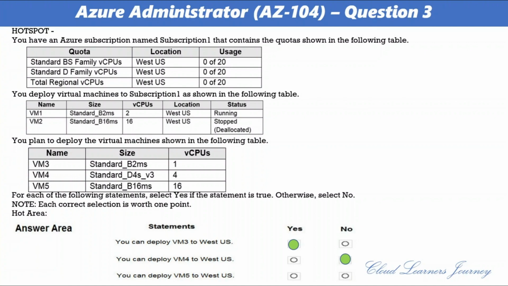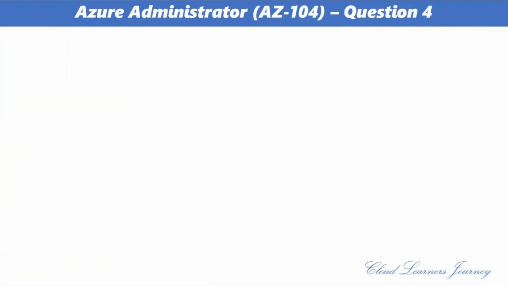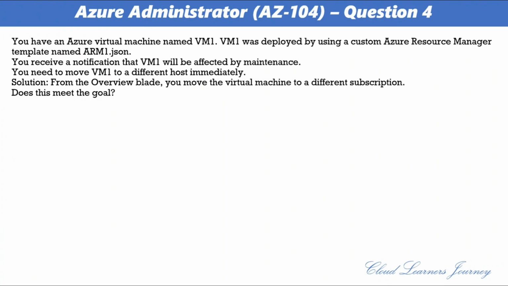And third statement, you can deploy VM5 to West US and the correct option is no. We cannot add 16 vCPUs because it exceeds the usage limit again. 2 vCPUs for VM1 and 16 vCPUs for VM2 and 16 vCPUs for VM5. So total is 34 vCPUs, which exceeds the usage limit. Next, question number 4. You have an Azure virtual machine named VM1. VM1 was deployed by using a custom Azure Resource Manager template named arm1.json.